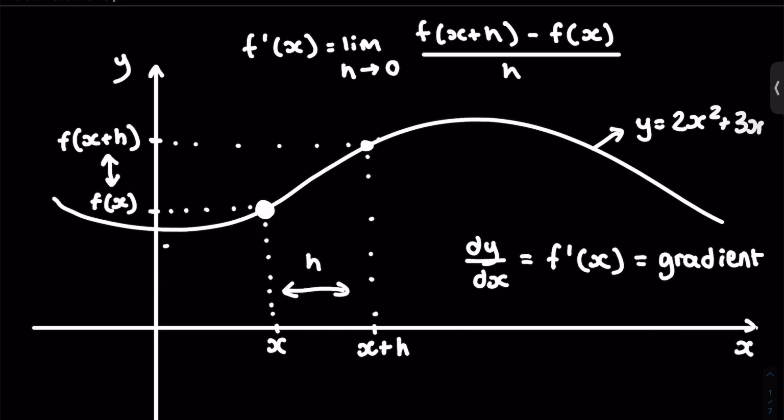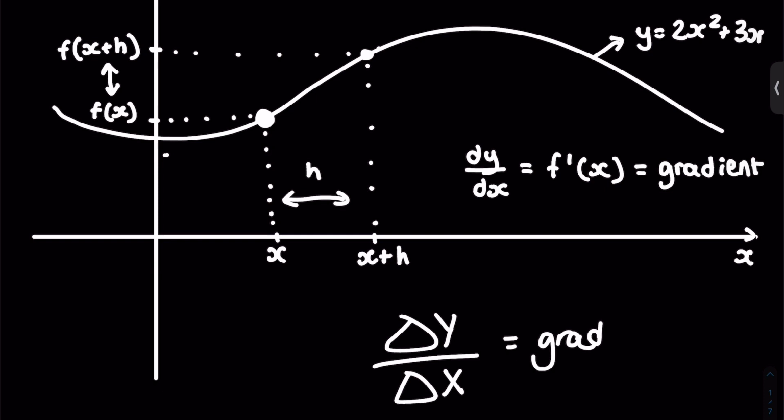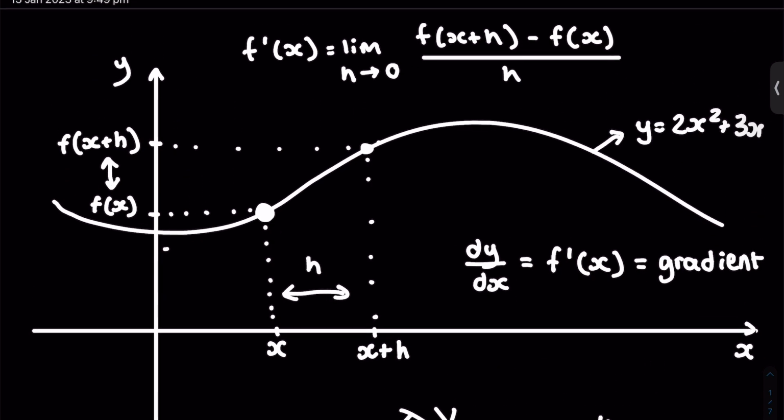So what our equation in first principles is telling us is our difference in y's over our difference in x's, which is actually just our gradient. We're just finding out the gradient of these 2 points. So how does this make it any different from finding out what a differential is? Surely it's the same thing, right?